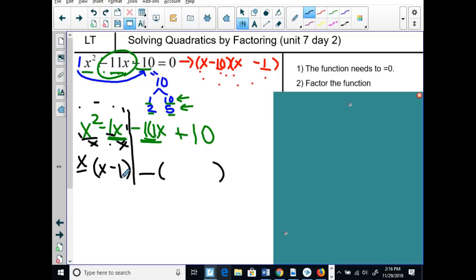And then right here, now I'm done with the first group. Now I look at the second group. Negative 10x plus 10. What do they have in common? They have a negative 10. How do I know I need to bring a negative 10 out? Because this leading coefficient right there is negative. I divide by negative 10. That gives me positive 1x. I divide by negative 10. That gives me minus 1.